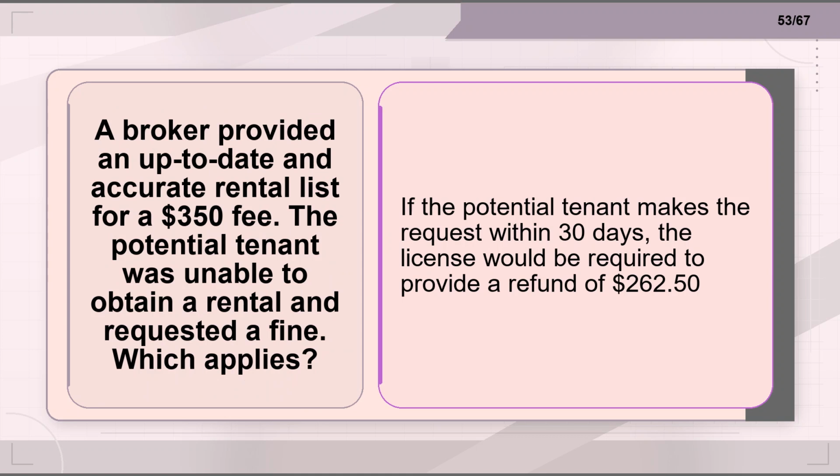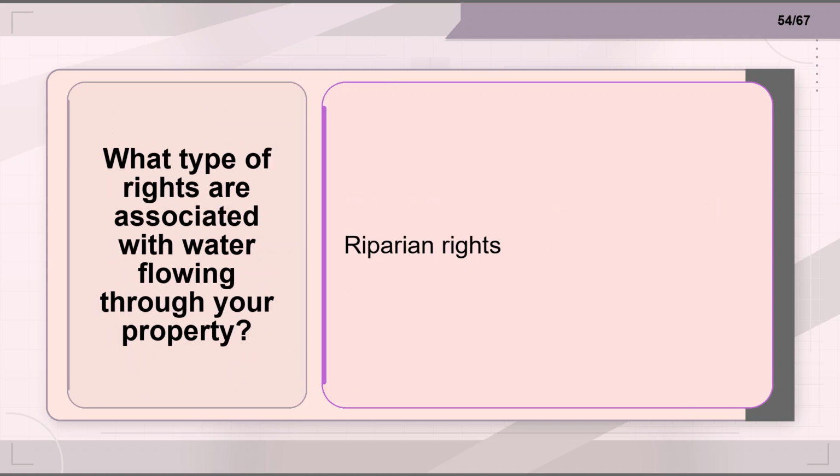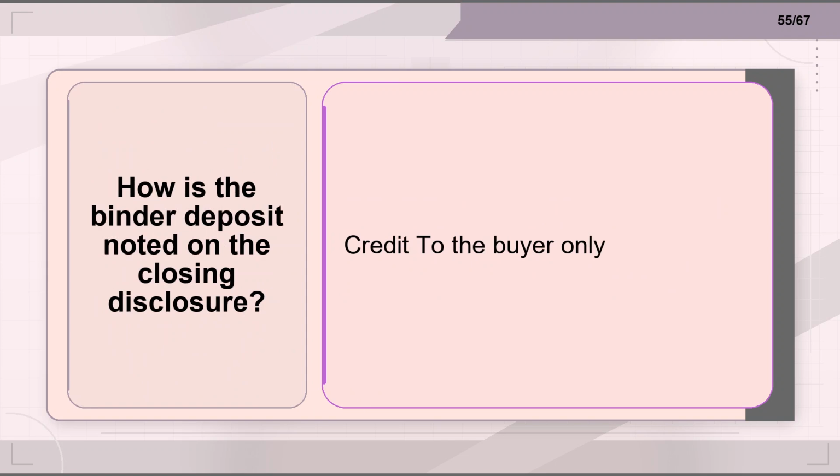Flashcard 53. Term: a broker provided an up-to-date and accurate rental list for a $350 fee. The potential tenant was unable to obtain a rental and requested a refund. Which applies? Definition: if the potential tenant makes the request within 30 days, the licensee would be required to provide a refund of $262.50. Flashcard 54. Term: what type of rights are associated with water flowing through your property? Definition: riparian rights.